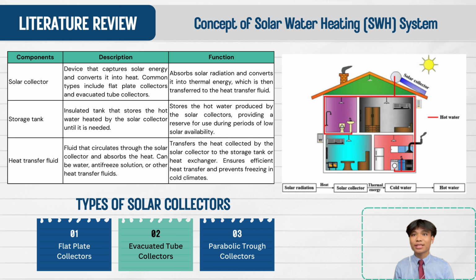Generally, the solar water heating system is comprised of three main components. First, solar collectors, which absorb solar radiation and convert it into thermal energy. Next is the storage tank, which stores the hot water produced by the solar collectors, acting as a reservoir to be used during low solar radiation levels. Lastly, the heat transfer fluid transfers the heat from the solar collectors into the storage tank.